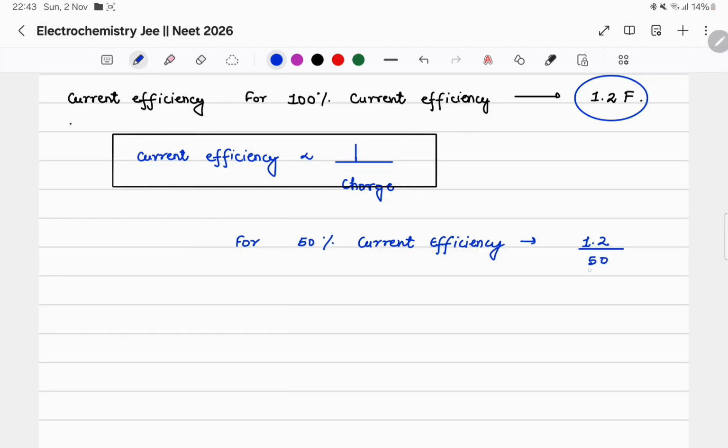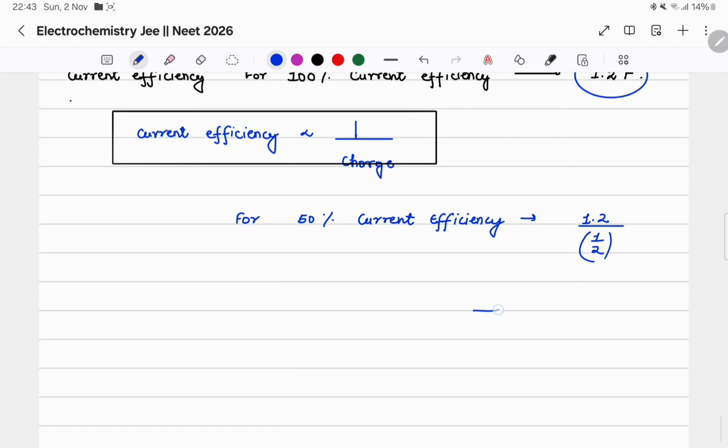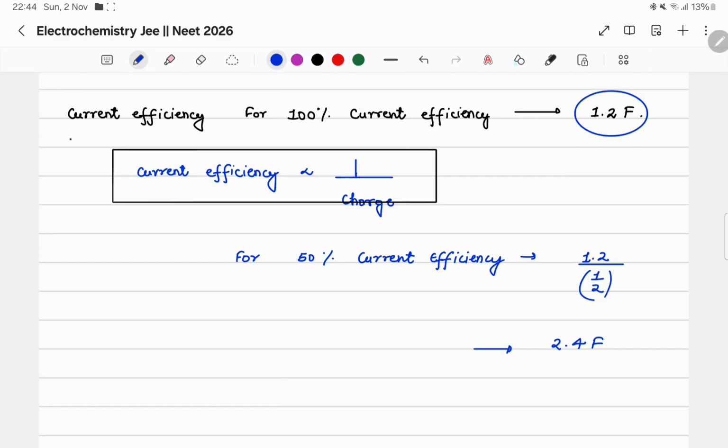50% means what? 50 by 100, and 50 by 100 means 1 by 2. So directly I am writing 1 by 2. This is very important. Be aware. So 2 will go up. So you will be getting 2.4 Faraday. So you can check it.